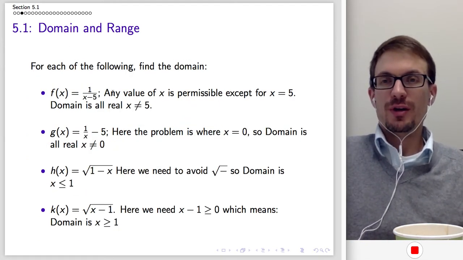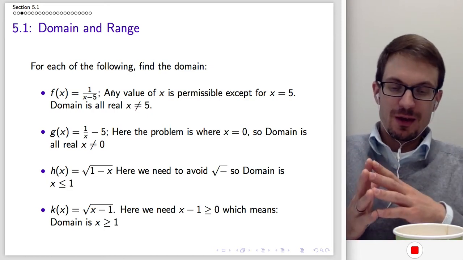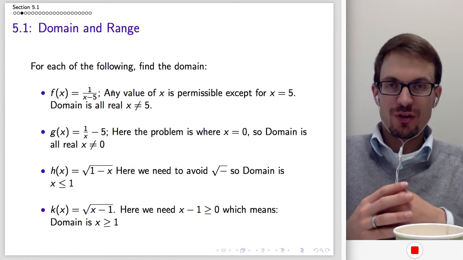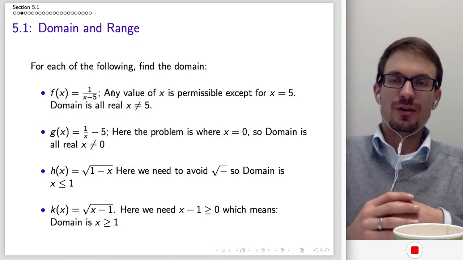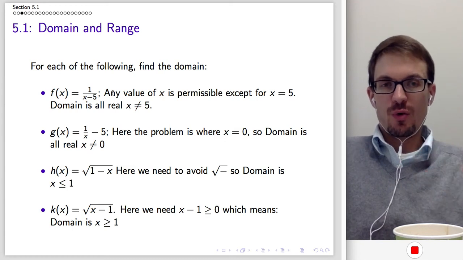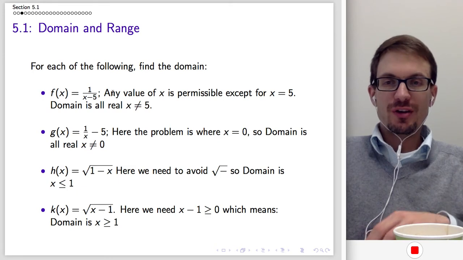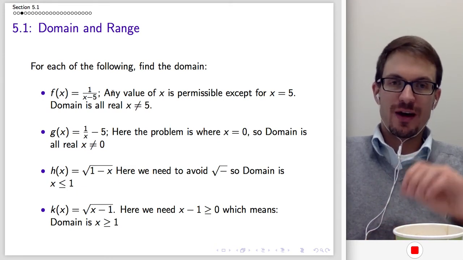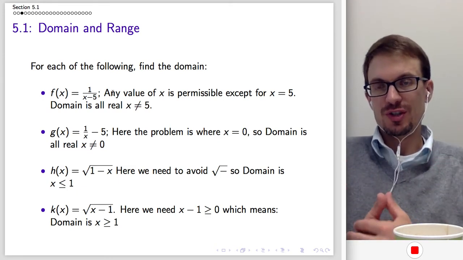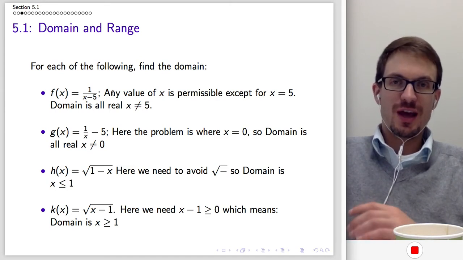Well, for the first one, remember what I said, we're going to assume all values are permissible for the domain, except for the ones that will cause a violation of the laws of algebra. So in particular, for this one, the function f of x is equal to 1 divided by the quantity x minus 5. All values of x are permissible with the exception of positive 5, because 5 minus 5 is 0, we get a divide by 0 error. So we say the domain is all real numbers x, such that x is not equal to 5.